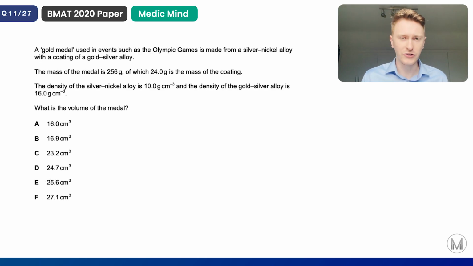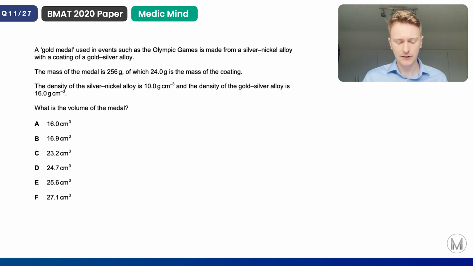Here we have a maths question about a gold medal in the Olympics, which is very topical for 2020 and 2021 with the Tokyo Olympics. Now, a gold medal, we're told, weighs different amounts depending on the mass of the medal and how much mass is the coating. We're then given the density and we're expected to work with these numbers in order to calculate the volume. So it's a straightforward density, volume, mass question and rearrangement of that equation.